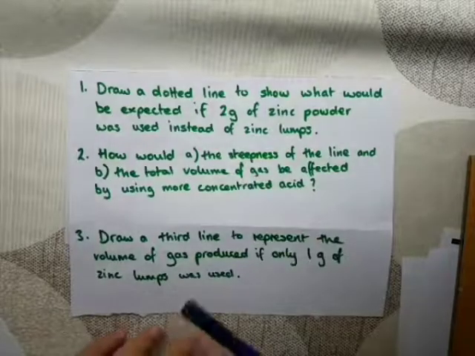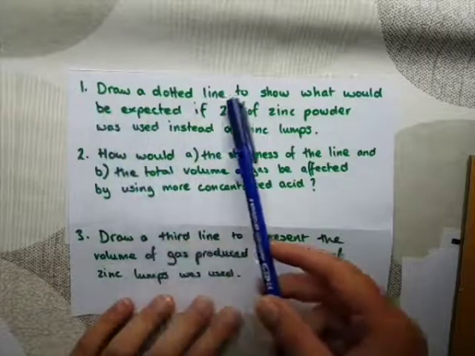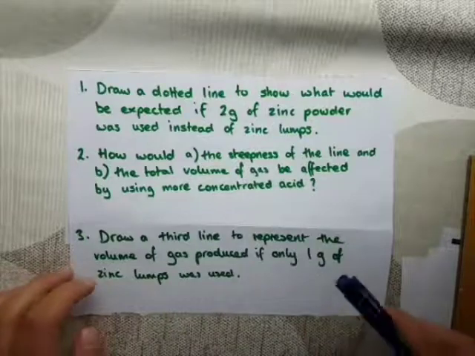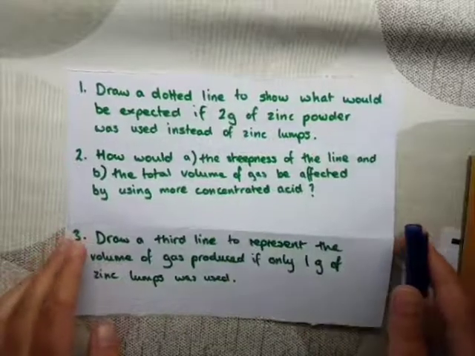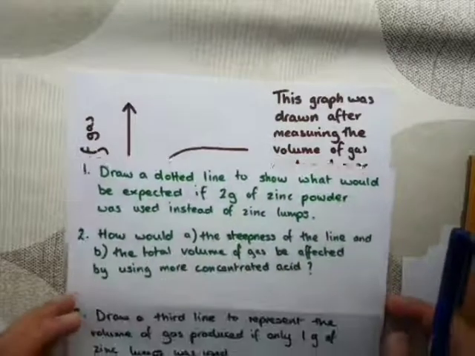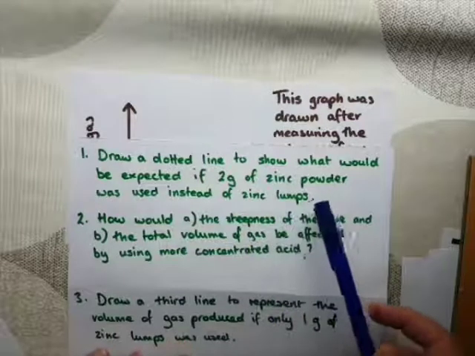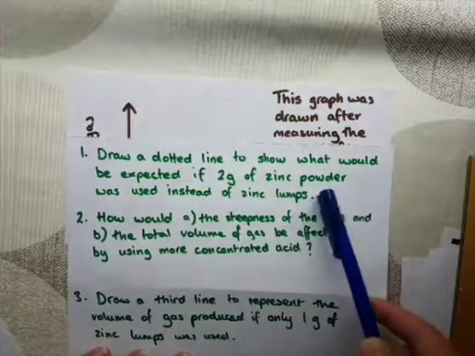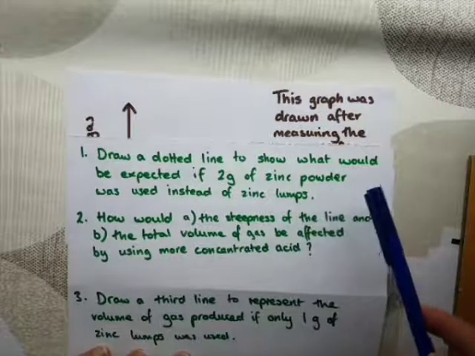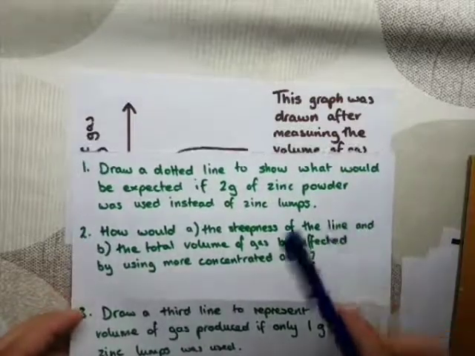Okay, so your 3 questions for this graph are, first of all, I'd like you to draw a dotted line to show what would be expected if 2 grams of zinc powder was used instead of zinc lumps. So just on your graph here, draw a dotted line to show what would be expected if 2 grams of zinc powder was used instead of zinc lumps. The thing to pay attention to in this question is thinking about surface area and how that affects rate of reaction.